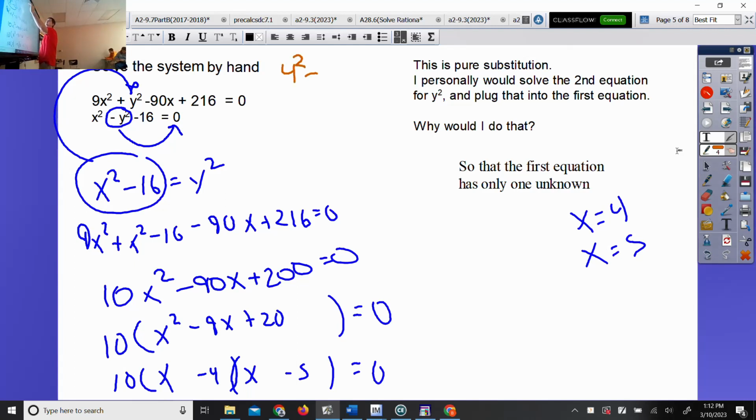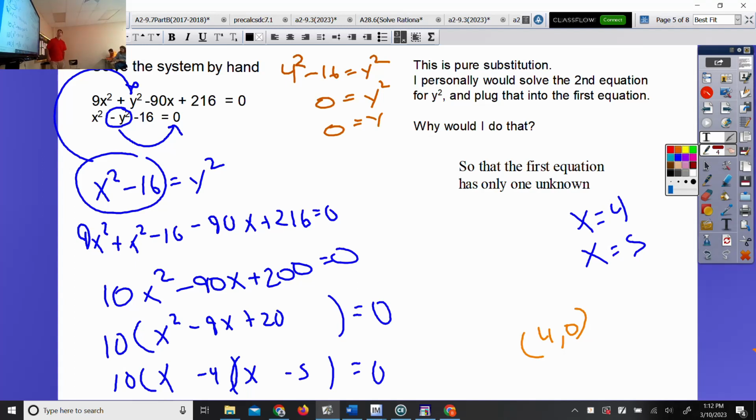So I'll do the easy one first. 4 squared minus 16 is y squared. That says y squared is 0. What does that make your y value? Don't say plus or minus 0. It doesn't make any sense. So when x was 4, I got y equals 0 in return. Time to plug in a 5 and see what happens. So 5 squared minus 16 is y squared. What did I say y squared is? Y squared is 9. Thank you, Chris.